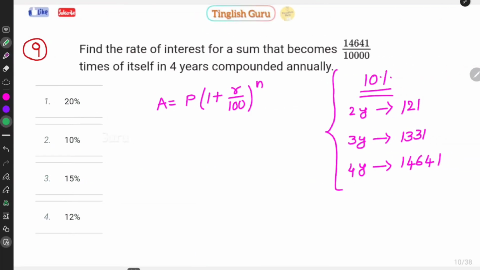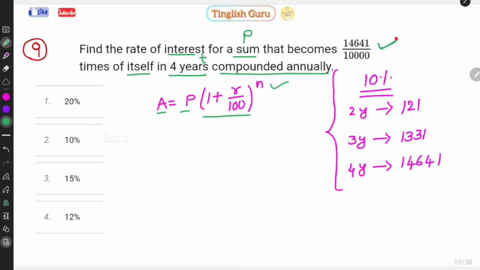Next, this is related to simple interest and compound interest. Here, find the rate of interest for a sum. Sum means principal. That becomes 14641 by 10,000 times of itself in 4 years. It is compounded annually. So the compound interest formula is amount is equal to principal into 1 plus r by 100, whole power n. Now here we have to substitute the values.